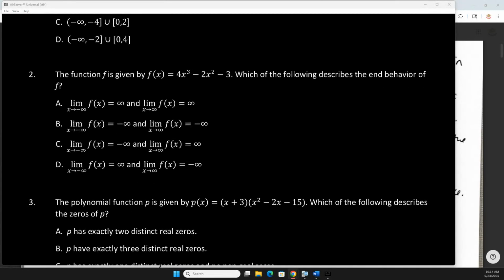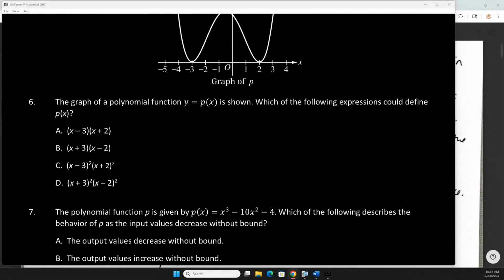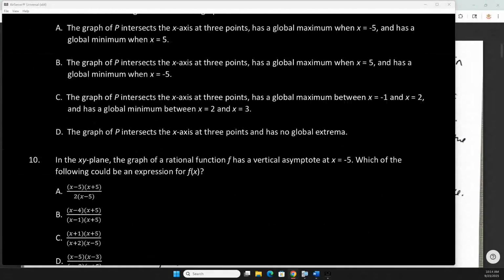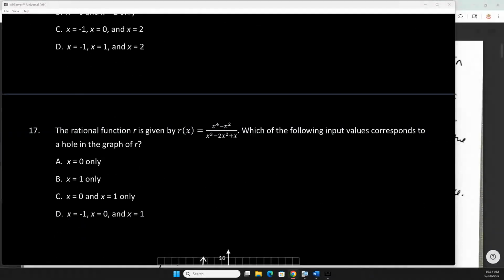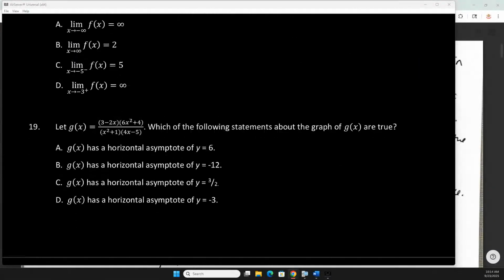All right, so let's just start with the free response. If you don't already have g of x typed into your calculator, do that real quick.